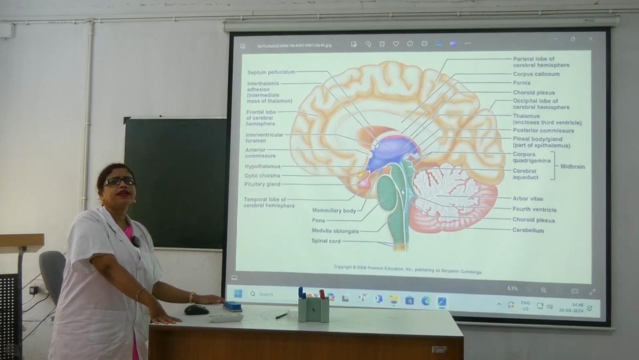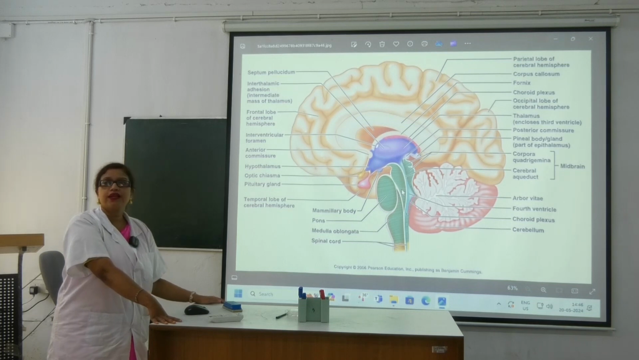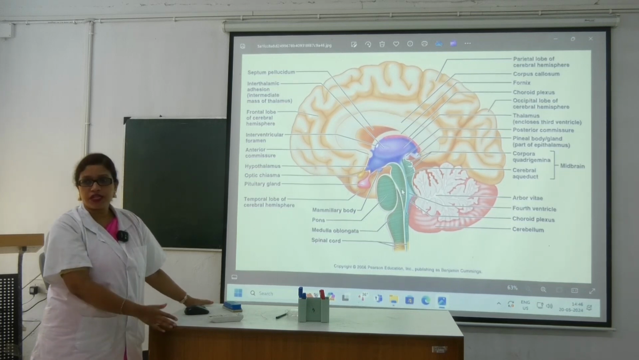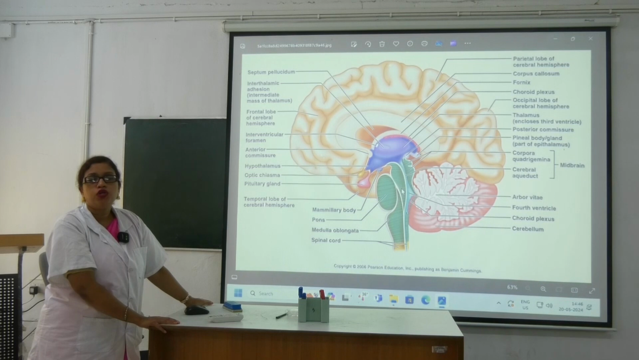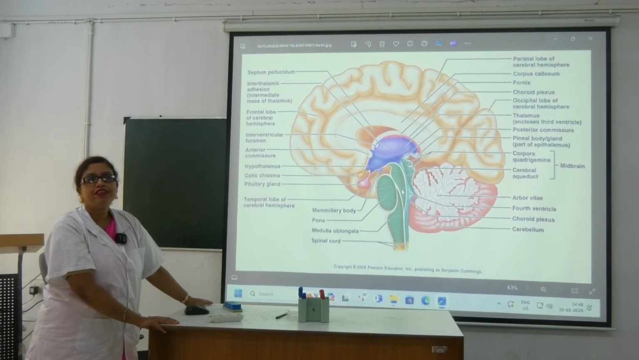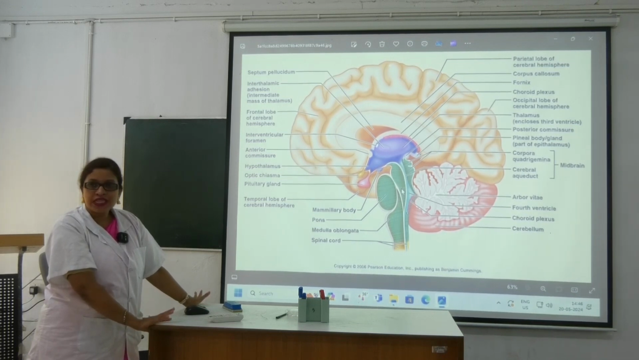Which hormone would be secreted? Melatonin. Okay, so that you have to mention. Melatonin, very much important. So what is the function of melatonin? One is pigmentation.